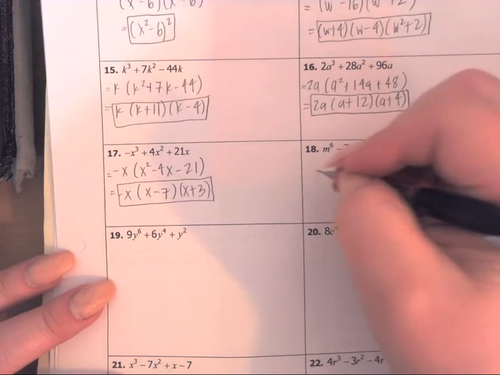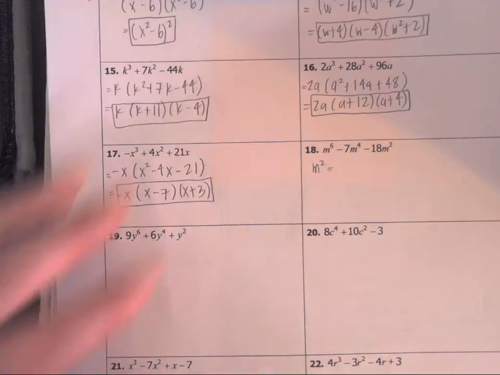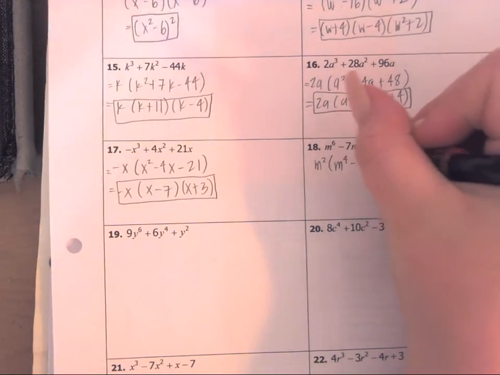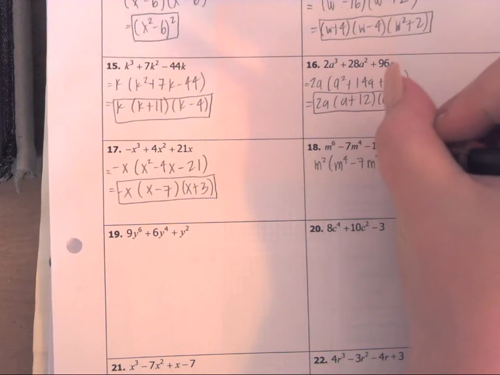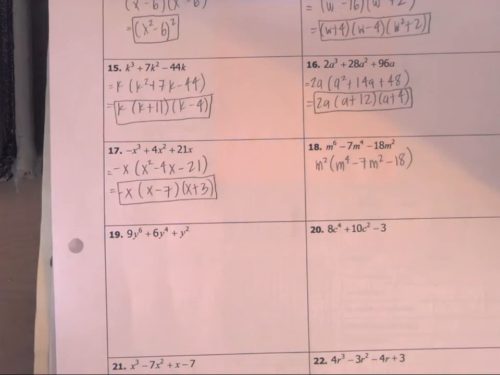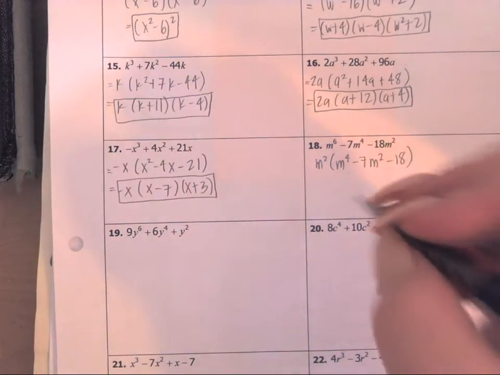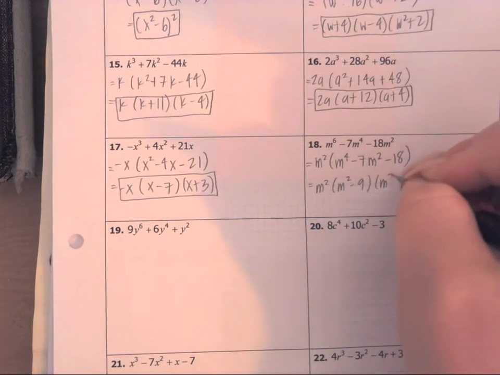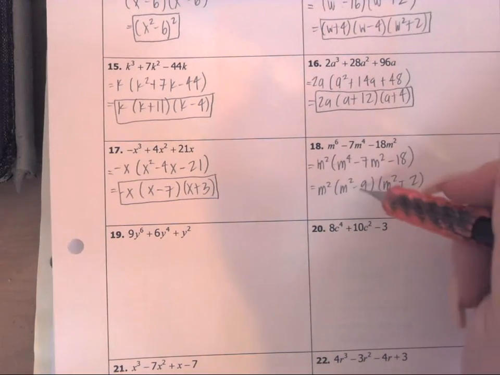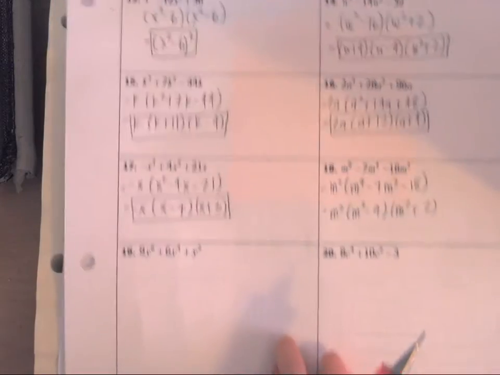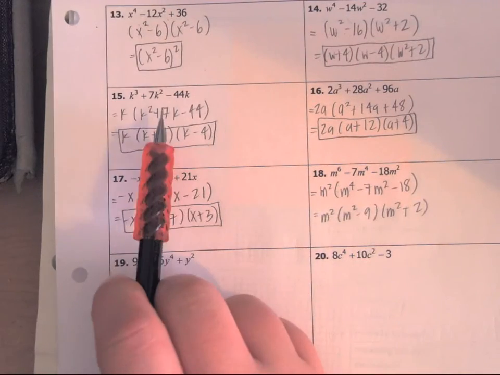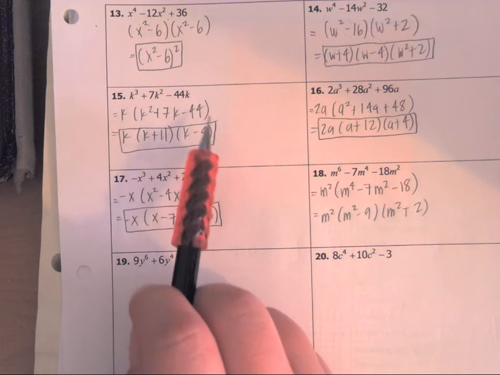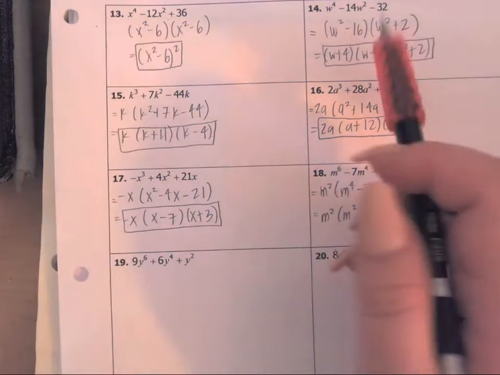Here you take out an m squared. You get m to the 4th minus 7m squared minus 18. Okay, now this one is a quadratic in disguise, so that factors to m squared minus 9, m squared plus 2, right? Because remember, check these easily, like this number should add up to that number. So 11 plus negative 4 is 7, and 11 times negative 4 is negative 44. That's the quick trick.